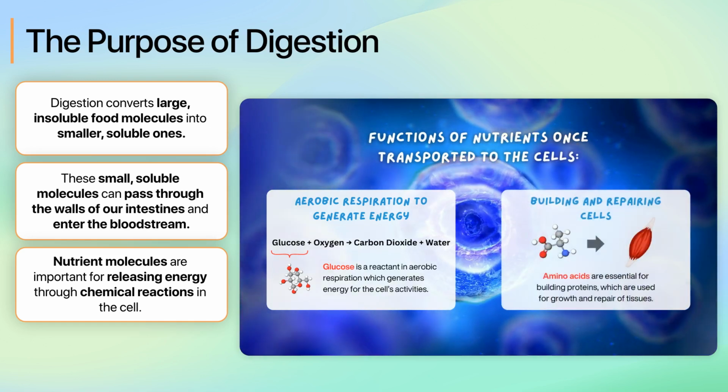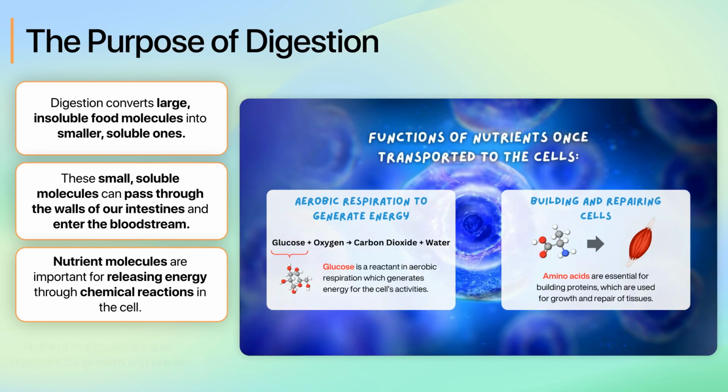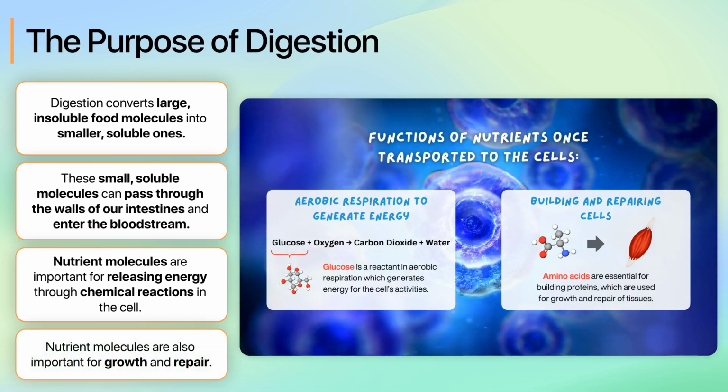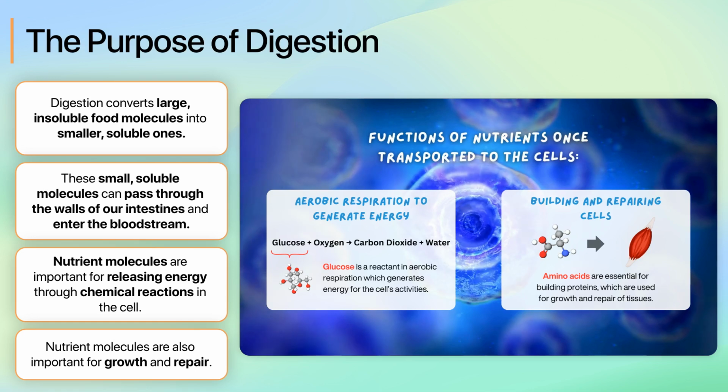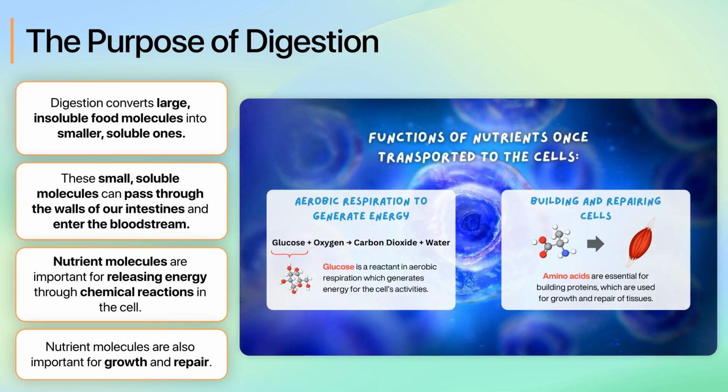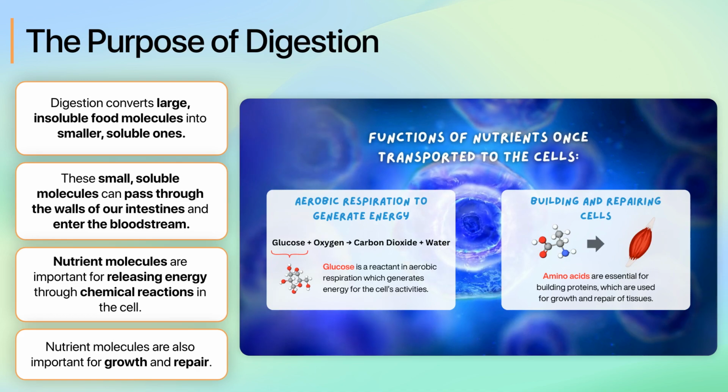The second important function of nutrient molecules is in building and repairing. Nutrient molecules are also important for growth, repair, and the correct functioning of cells, and consequently, tissues and organs. For example, amino acids are essential for building proteins, which are used for growth and repair of tissues.